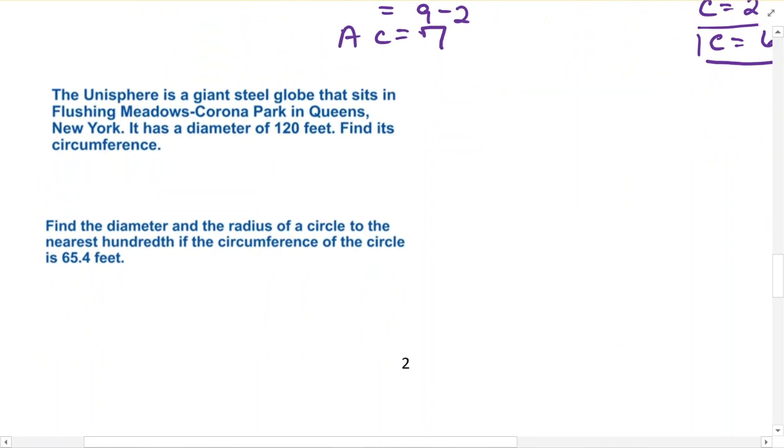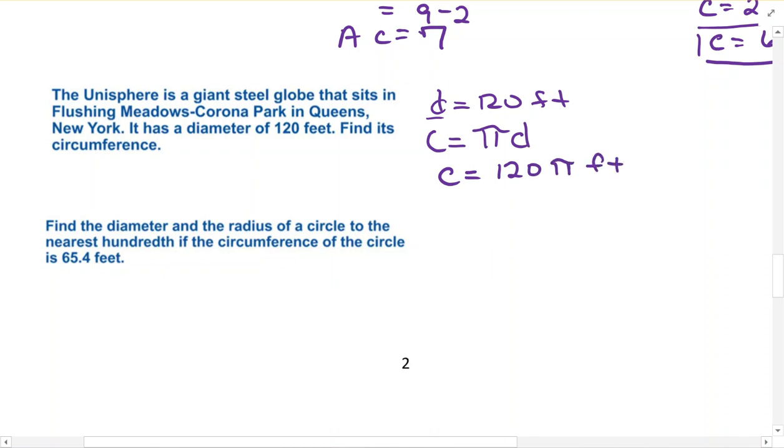Next we're told that we have a globe that has a diameter of 120 feet, and we want to find the circumference. So the circumference, since we have the diameter, would be pi d. So the circumference is 120 pi feet. That would be the exact answer. And the rounded answer would be approximately 376.99 feet.